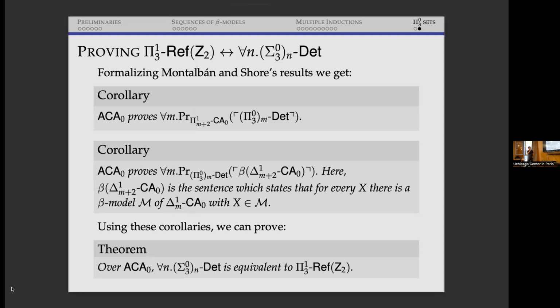Π^1_{m+2}-CA_0 is going to prove determinacy of the differences of m many Σ^0_3 sets. And similarly, we get that for ω, the determinacy of the differences of m many Π^0_3 sets is going to prove the existence of β-models of Δ^1_{m+2}-CA_0. And we can use this to connect that: for all Σ^0_3, determinacy is going to be equivalent to Π^1_3 reflection for Z_2. From reflection to determinacy is straightforward, like before.